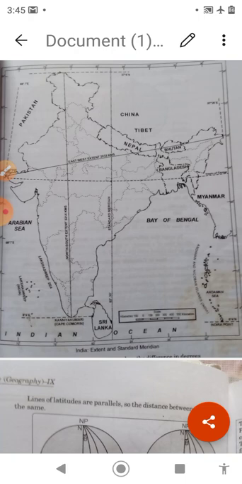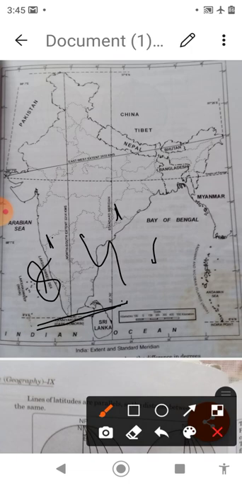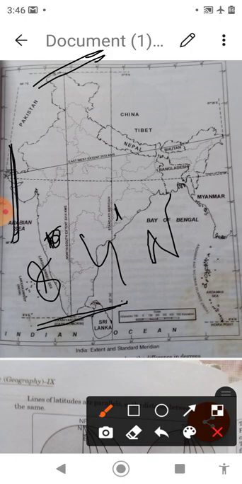So, with regard to the latitudinal extent of the mainland of our country, what we had studied in the previous video, our country is lying in between 8 degree 4 minute north latitude to 37 degree 6 minute northern latitude. And with regard to the longitudinal extent, our country is lying in between 68 degree 7 minute east to 97 degree 25 minute east. So these are all about the latitudinal and the longitudinal extent of our country.